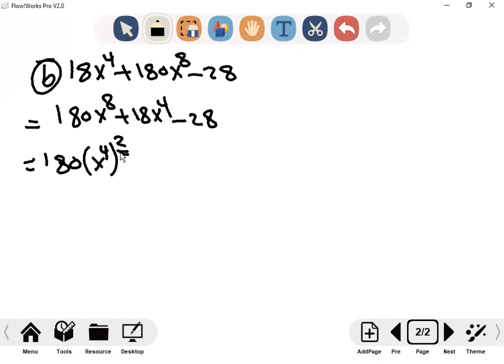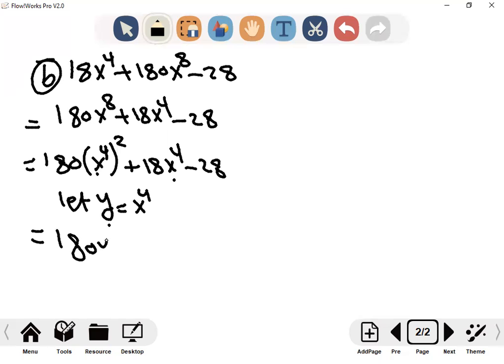I want this 2, not 2 to the power 4. I want 4 to the power 2 exactly. Plus this one, leave it, I have x power 4. Minus 28. Now let y equal x to the power 4. Replace x power 4 by y. This expression will be 180 y power 2, right? Plus 18, and the x power 4 I put y, which is power 1 itself, minus 28.